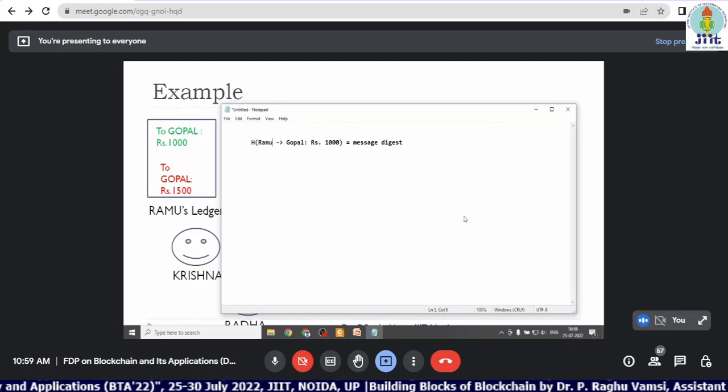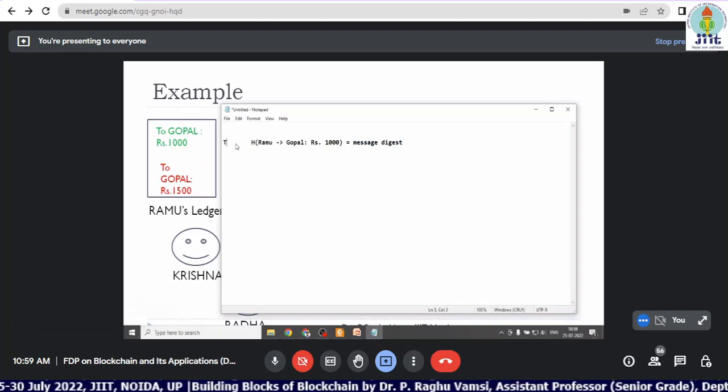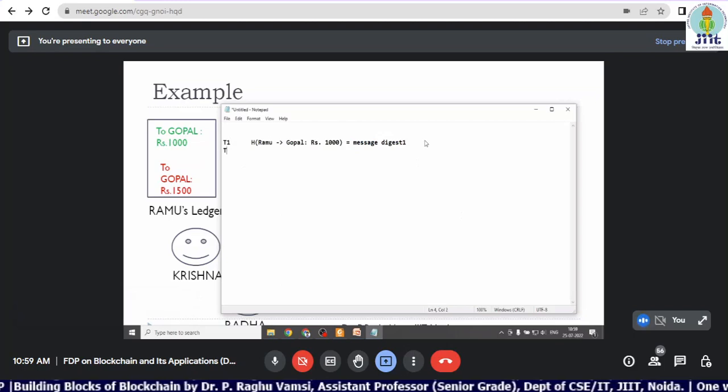So this is the cryptographic hash function, the message digest. Whenever you get the message digest for transaction 1, like that you will get the message digest for transaction 2, like any other transaction. Sometimes Krishna may initiate some transaction to Gopal, or Radha may initiate a transaction to Krishna. Like that, T3, T4, T5. So, like that, transactions will be generated.